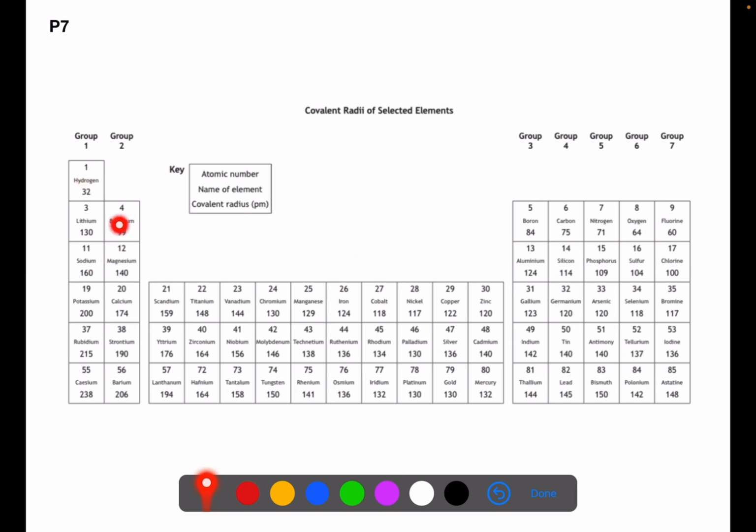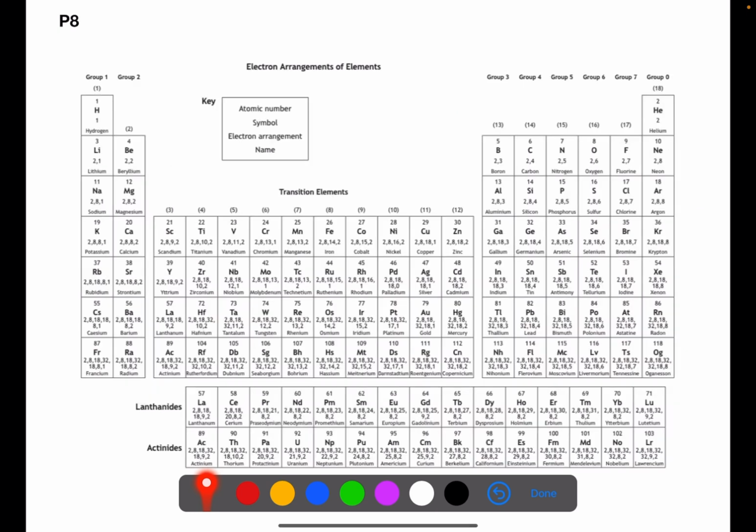So here we have the covalent radii for different elements, and you can use this to help you when you're looking at trends. So going down a group, we can see that the covalent radii increases, and going across a period, you can see the covalent radii decreases. You need to be able to explain those trends. So going down a group, you've got increased shielding, and going across the period, you've got increased nuclear charge. Page 8 is your main periodic table.